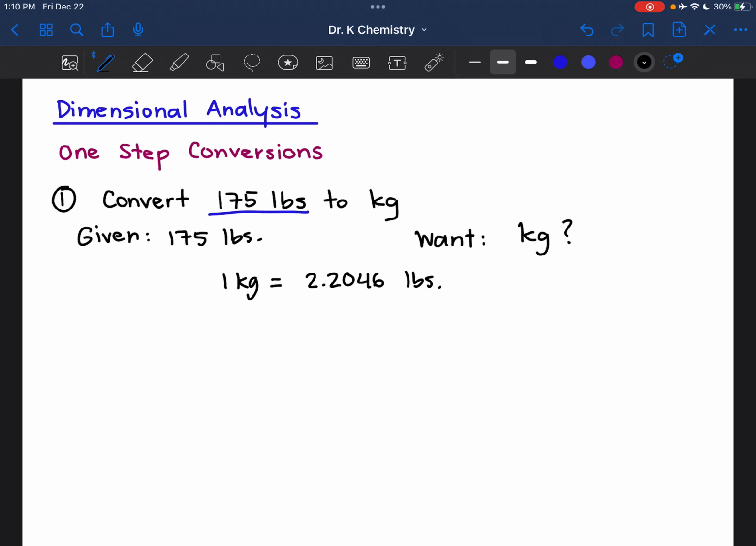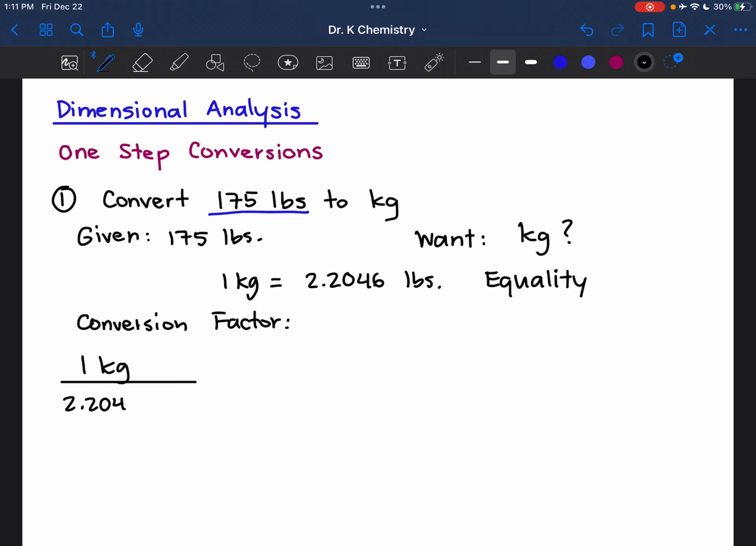That is a value that we could look up in a textbook or an exam reference sheet. That is an equality, relating pounds to kilograms. Anytime you see an equality, so anything with an equal sign, you can turn that into a conversion factor. In a conversion factor, you're basically going to separate those two units with a line. So we could say that in 1 kilogram, we have 2.2046 pounds. Or we could flip that upside down. We could put the pounds up top and kilograms on the bottom.